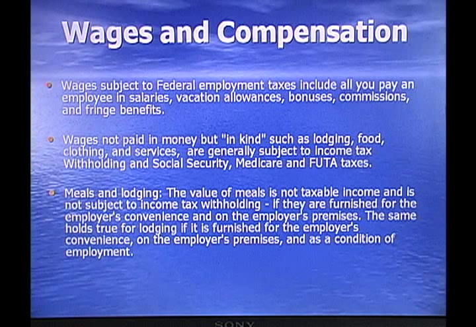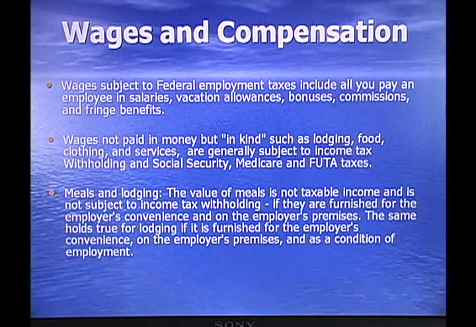Wages not paid in money but in kind, such as lodging, food, clothing, services are generally subject to income tax. So you can't give them some goodies hoping not to have to pay income tax on it, because if they catch you, they will make you pay the income taxes on it and then probably give you a fine.